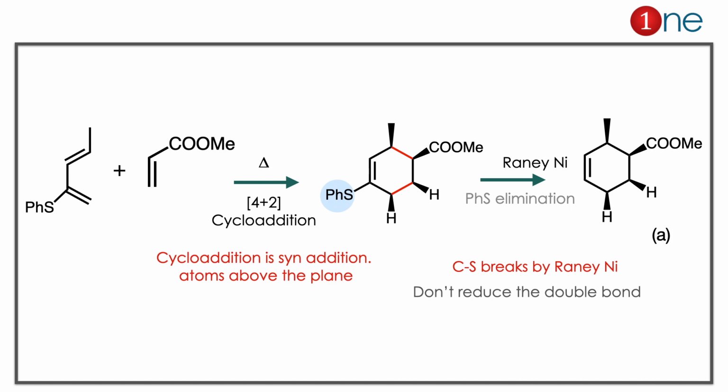Here the answer is very simple if you already know two selectivities. One is that cycloaddition is a syn addition, so it happens on the same plane, with other atoms above the plane or below the plane. Here we mention it as above the plane. The second thing is Raney nickel. Raney nickel is a specific reagent which breaks only the C-S bond, it doesn't reduce the double bond. So you have the PhS removal there.